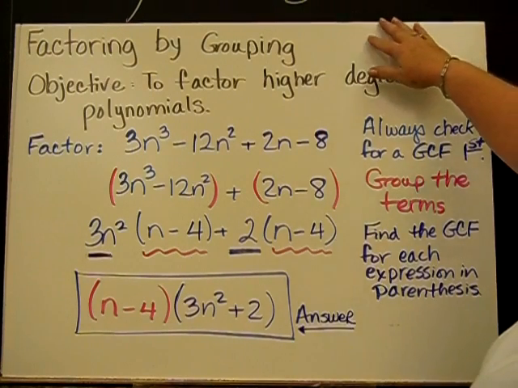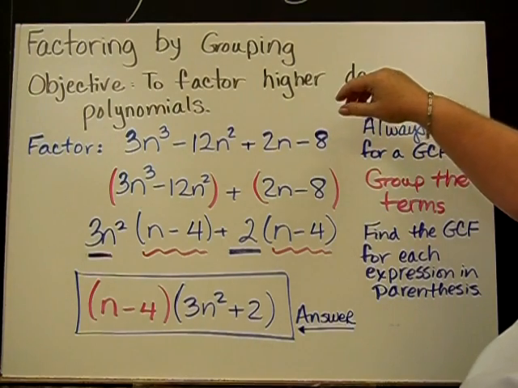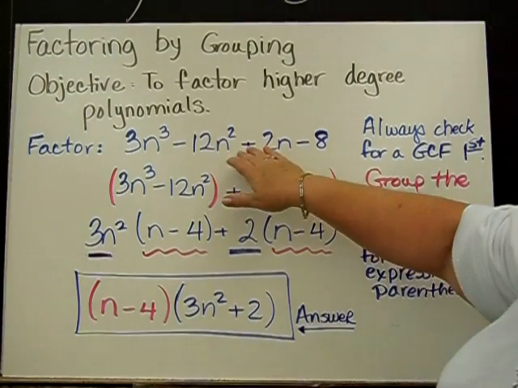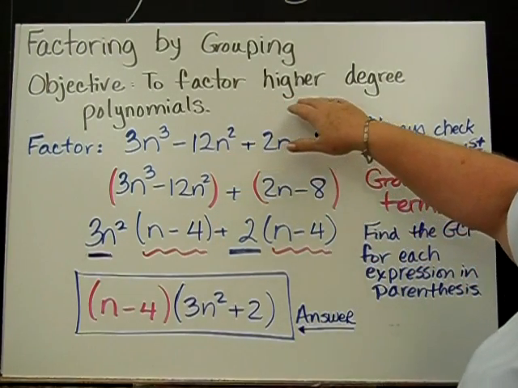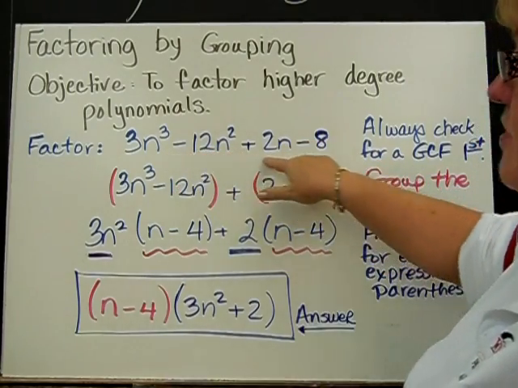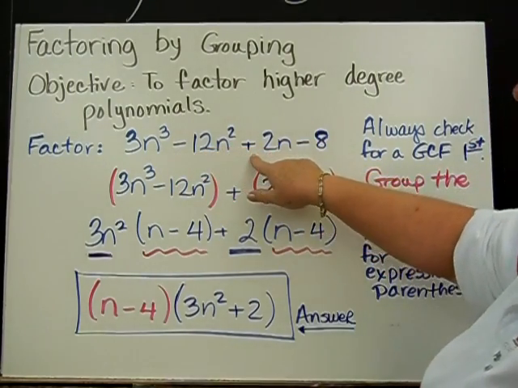We're going to study factoring by grouping today. Remember, factoring is when you break something down into things that multiply to give you your answer. And our objective is to factor higher degree polynomials. This would be a third degree polynomial with 4 terms.